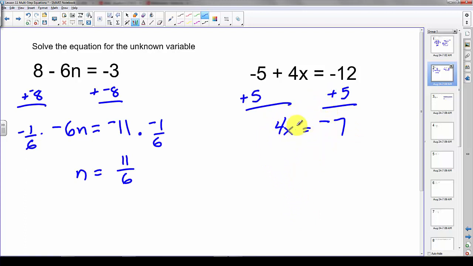Now I have a multiplication of 4 to the x is equal to negative 7. I can multiply by 1/4 to both sides. Or if you feel like it, divide by 4 to both sides. That works as well. Negative times a positive is a negative 7 over 4 is equal to positive 1x.